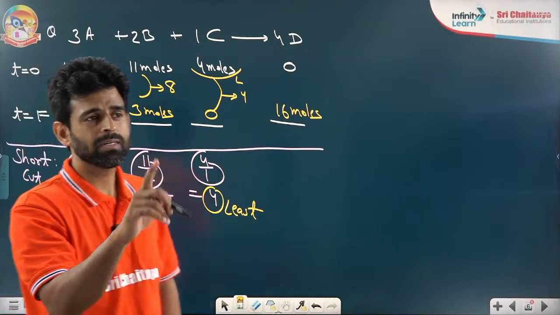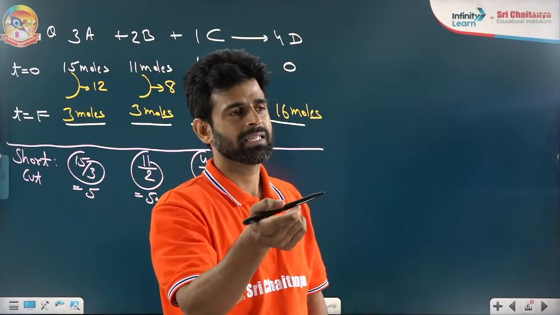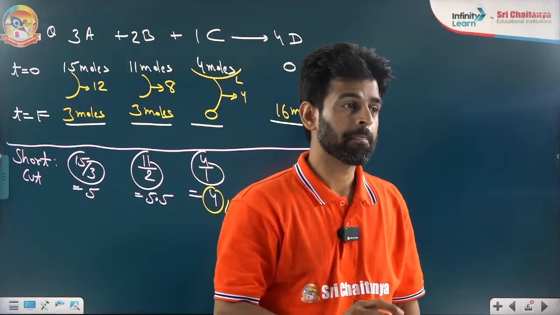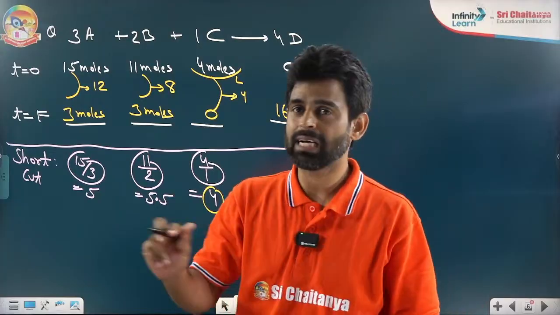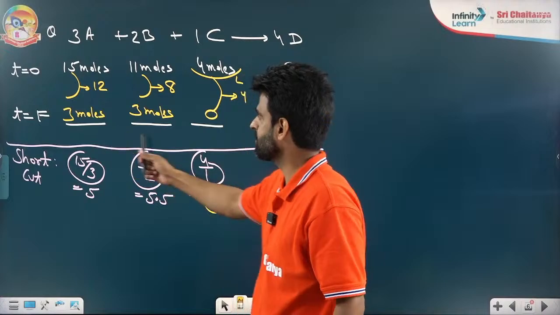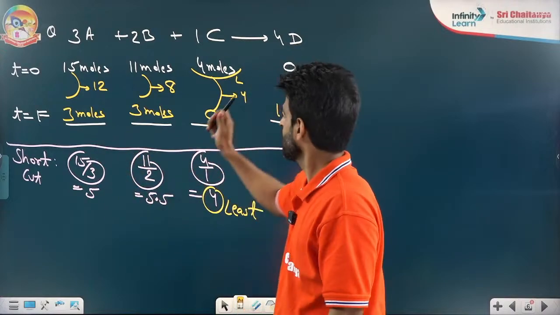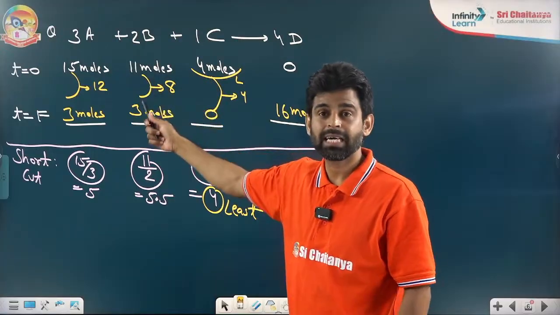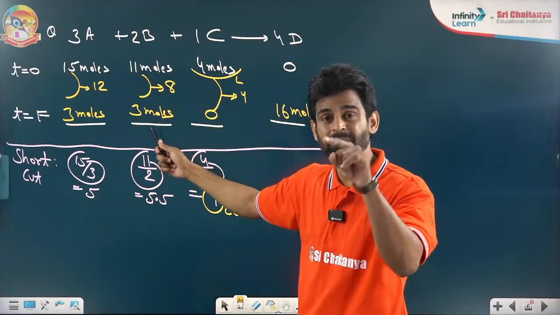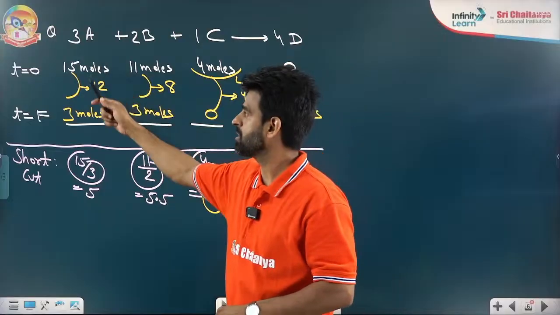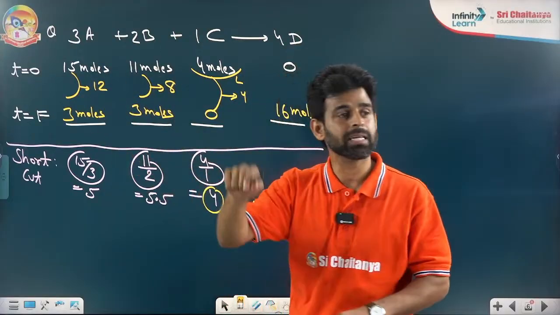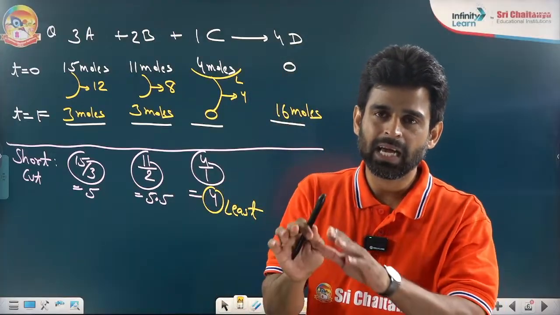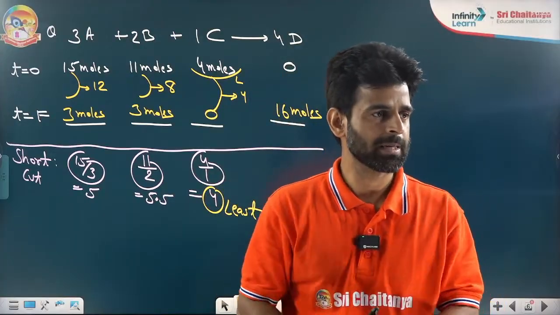12 of A is finished, right? 12 of A is finished. So how many remaining? Remember, in the question they will ask how many moles of A, B, C remaining. 4 finished, 0. 11, 8 finished, 3 remaining. 15, 12 finished, 3 remaining. They will ask in the question how many remaining. In the end of the reaction, how many moles will remain?